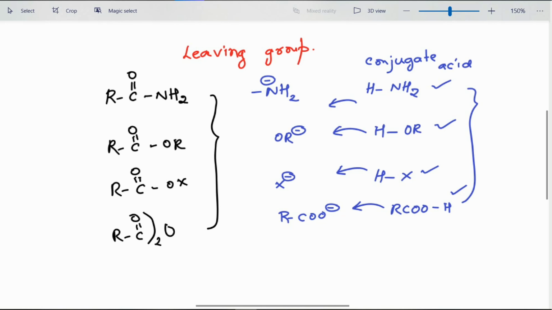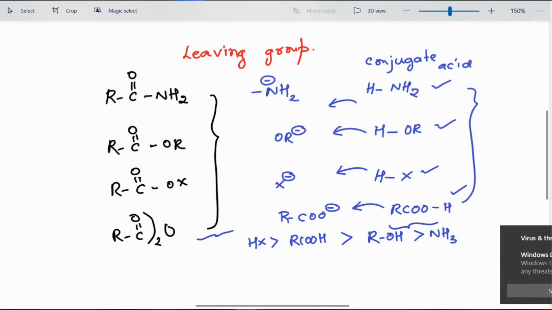So if you write down the acidic strength of these conjugate acids, we can say that HX is more acidic than RCOOH, which is more acidic than ROH, which is in turn more acidic than NH3. This is how the acidic strength decreases. And if the acidic strength decreases in this manner, then the reactivity of the compound in the SN1 reaction also decreases in the same manner.